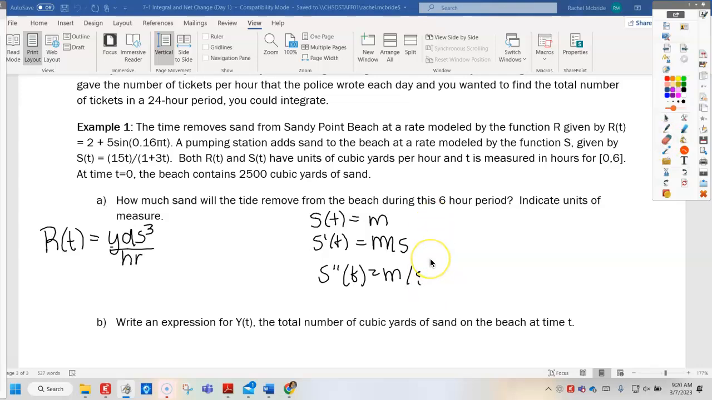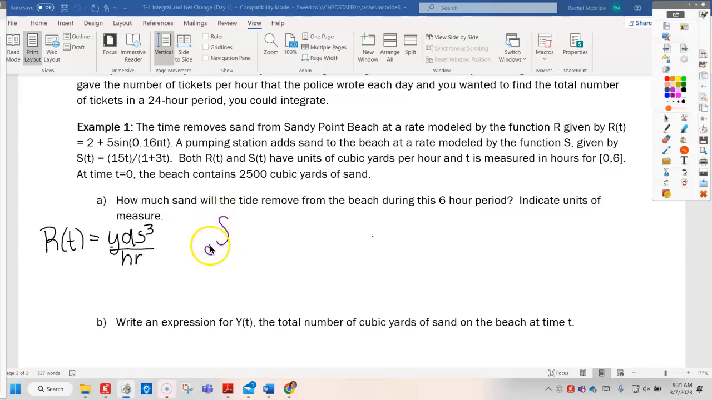I think that's why it's nice to see the position one, because you understand this. If you get stuck or confused, you can always use that as a reference point. So we're going to integrate from 0 to 6 of R of t. You're going to do that on your graphing calculator. I'm not going to do any of this by hand. You're going to put that in Y1, and S in Y2. You're going to hit 0 to 6, integral of R of t dt.